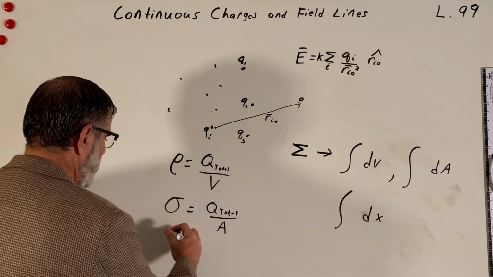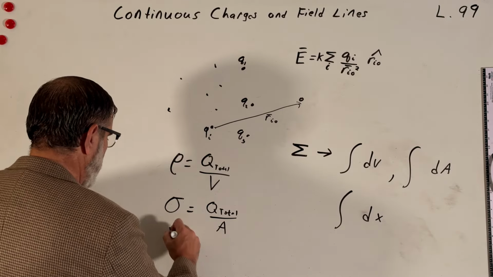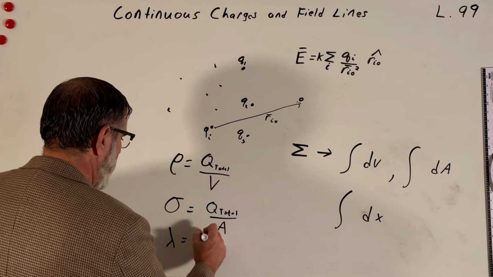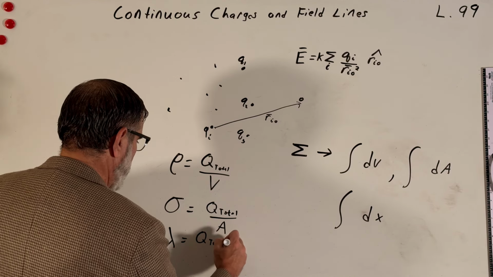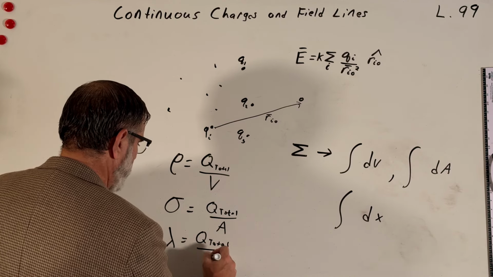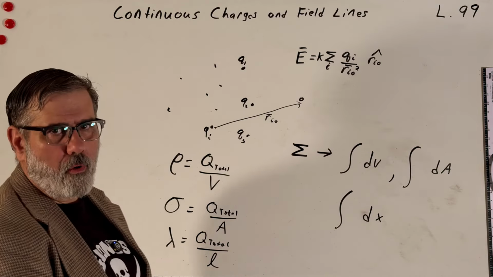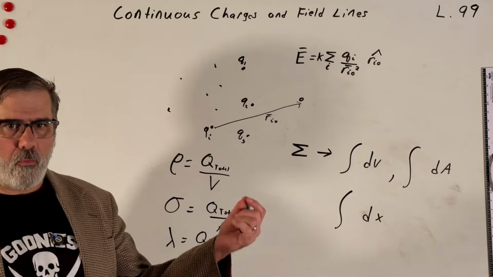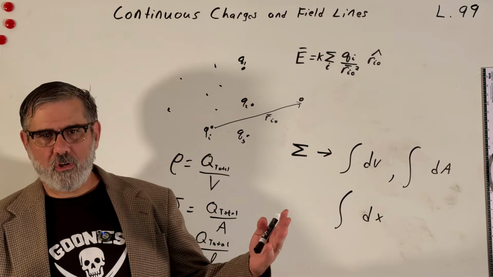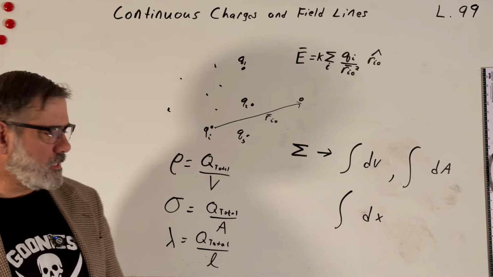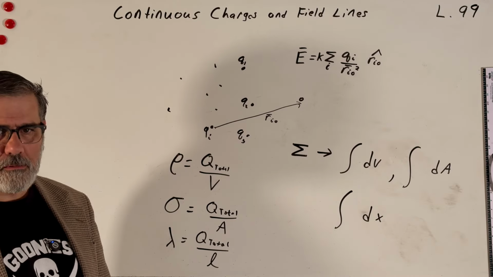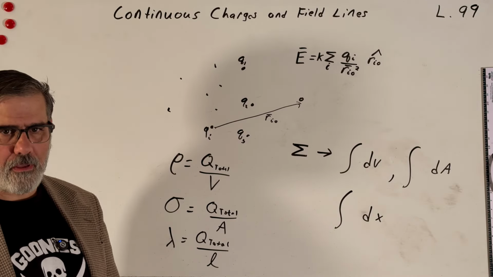And finally, the standard symbol for one dimension is lambda, and that is Q total divided by L, the length of whatever the 1D object is we're talking about. So if I have a wire and I have 10 charges on it, and it's 1 meter long, the charge density is 10 coulombs per meter. Does that make sense?